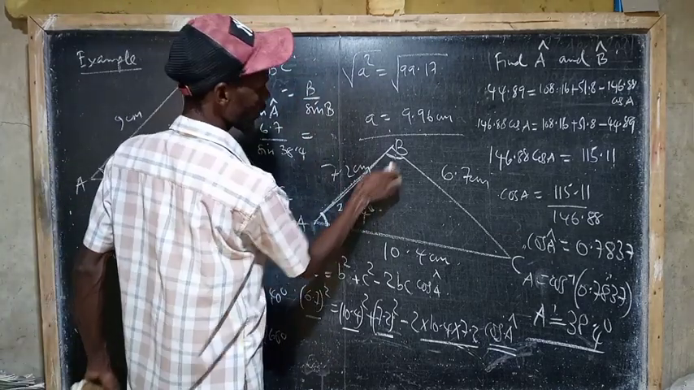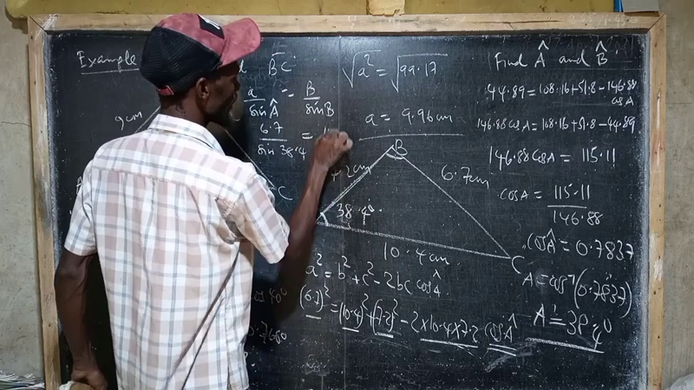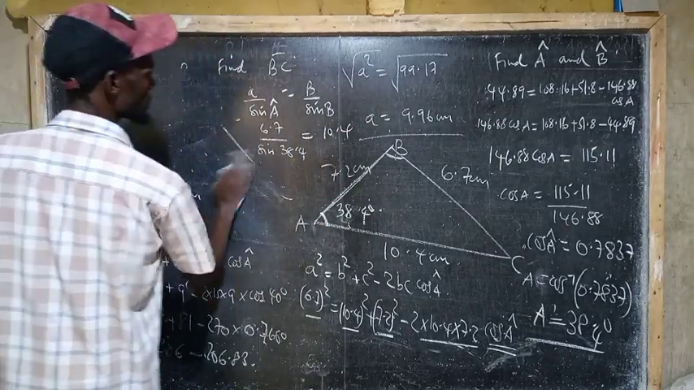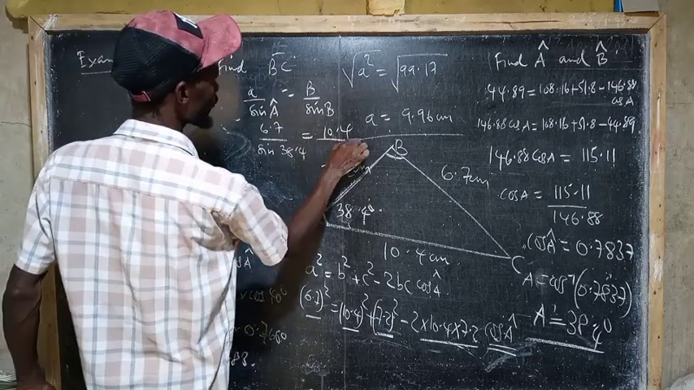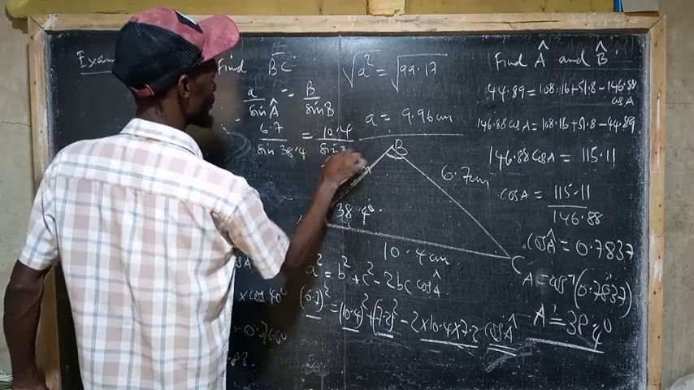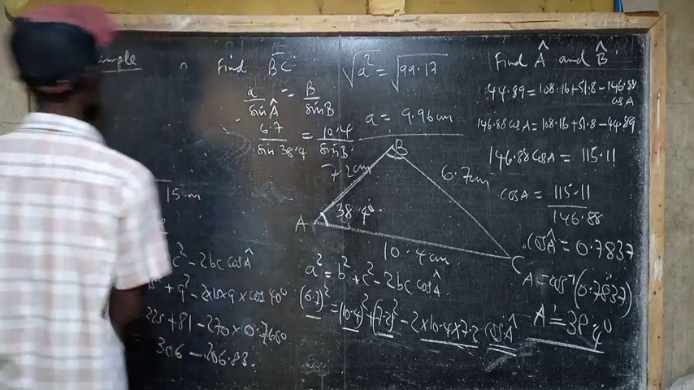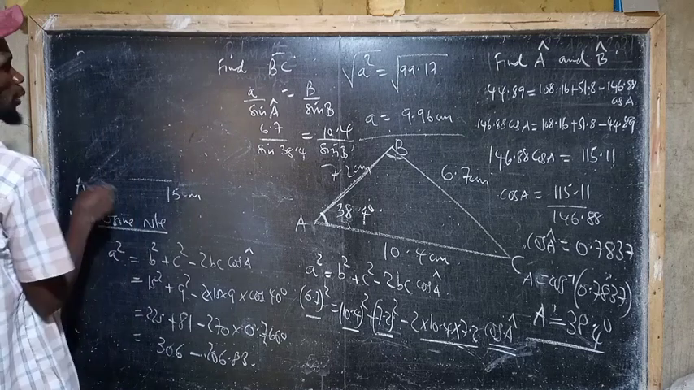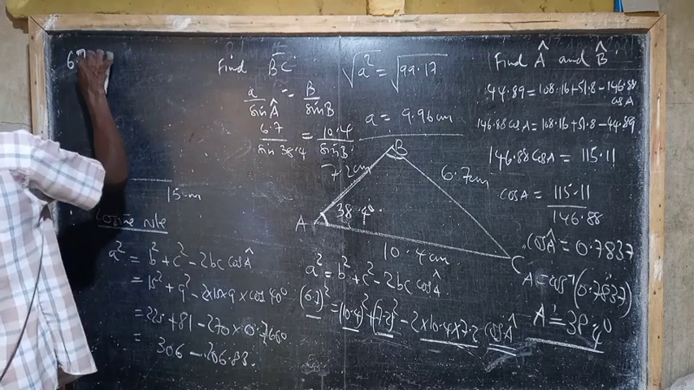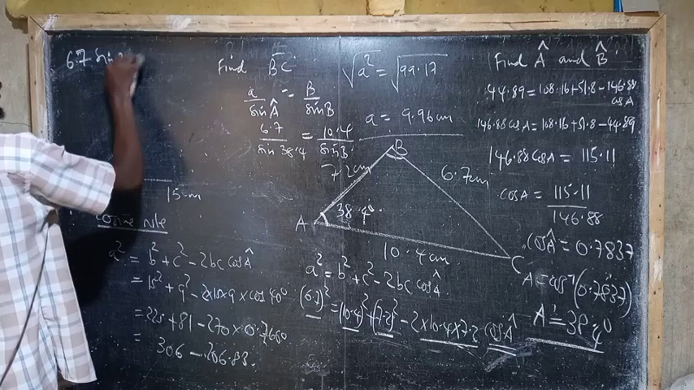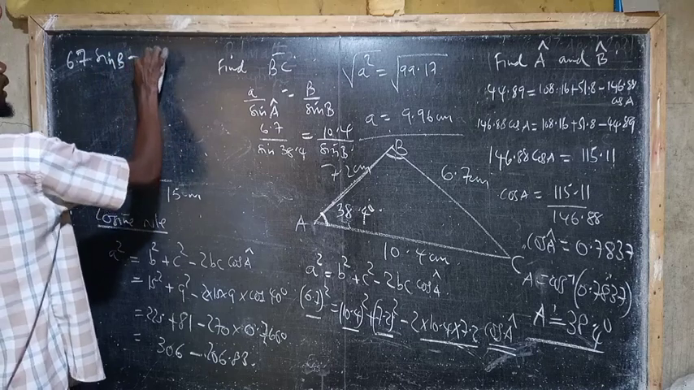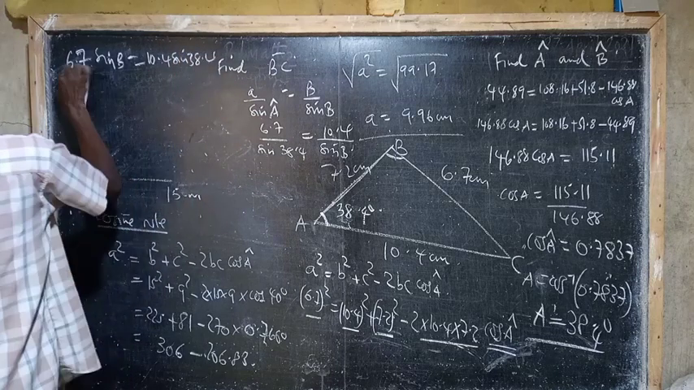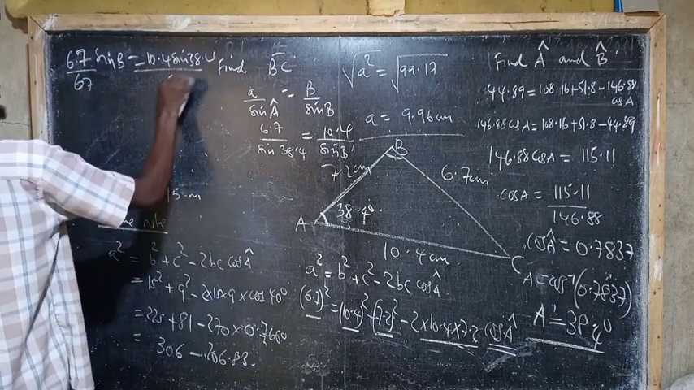Maana yake B is given ambayo ni 10.4 over sin what? Sin B ambayo sasa ndo haipo, ambapo ndo maana unajikuta sasa inakuwa ni simple kwa sababu tayari unayo. Utacross multiply ambayo unapata ni 6.7 sin B sawa sawa na 10.4 sin of 38.4, ambapo utadivide by 6.7.